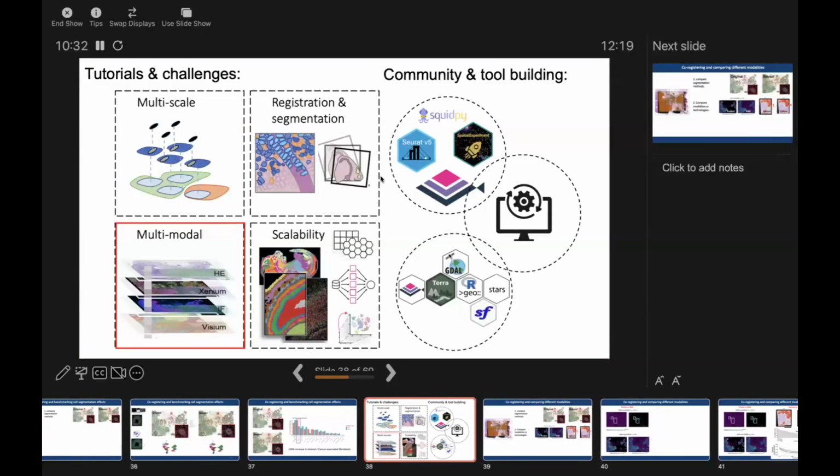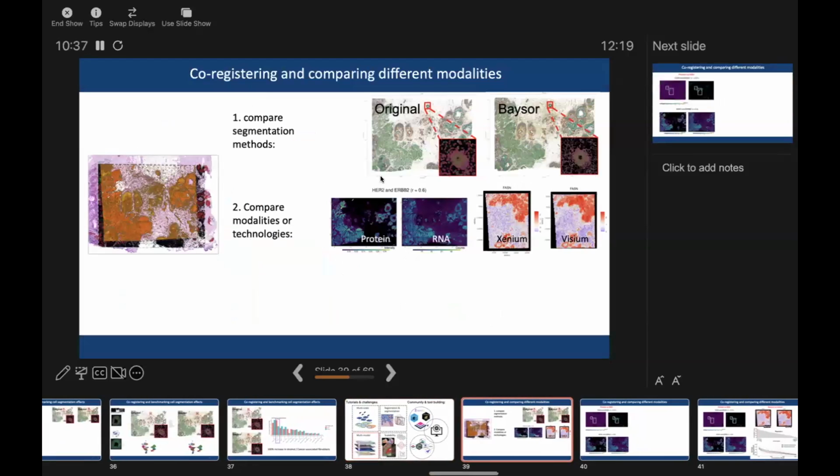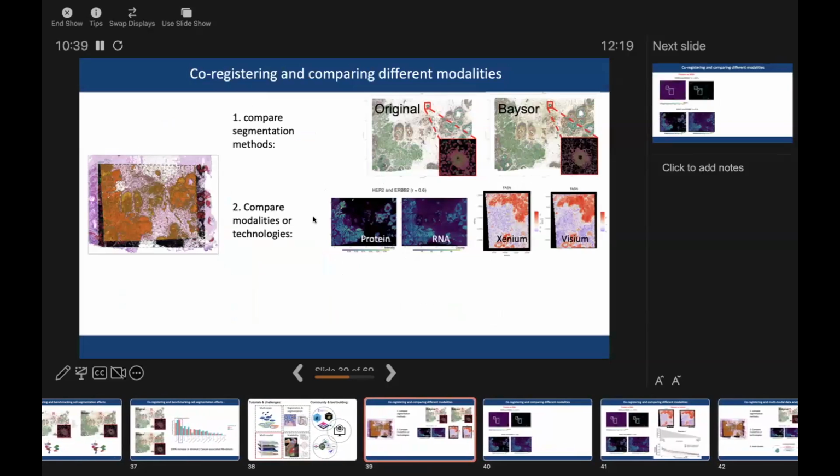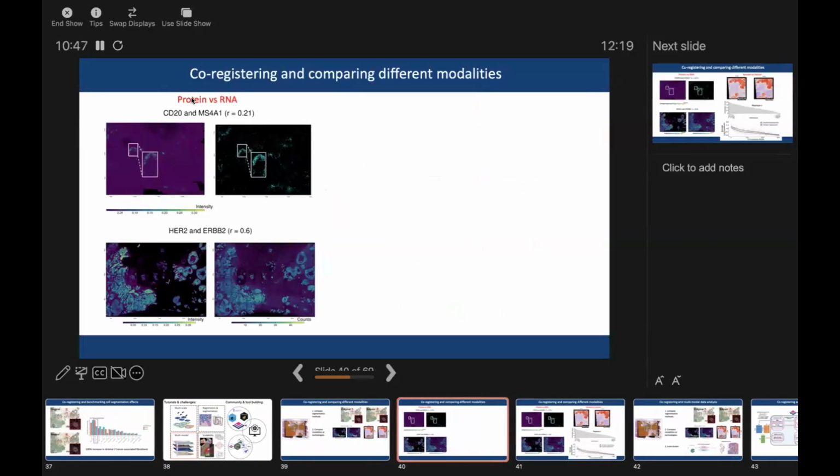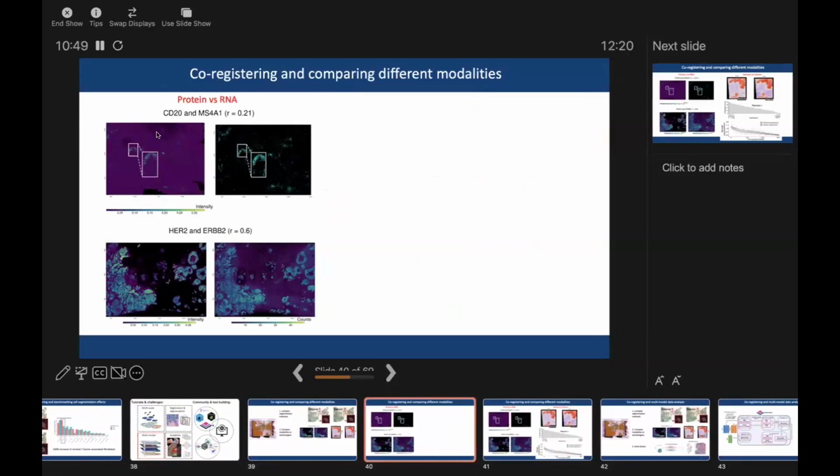Staying with the same idea, we're now going to move a little bit into multimodal, and what you can do on a multimodal level. Since we have this now integrated within a framework, we're going to compare modalities or technologies. We can compare modalities, for example protein versus RNA, and at the point that we analyzed this dataset, they only had two different IFs. They had one for CD20 and one for HER2, and then you can compare the protein level and the RNA level, and look at spatial correlation, and you see that it can be either okay, or sometimes a little bit better.